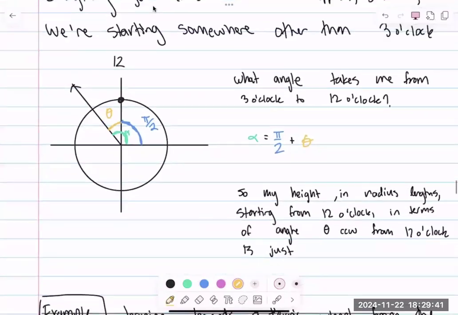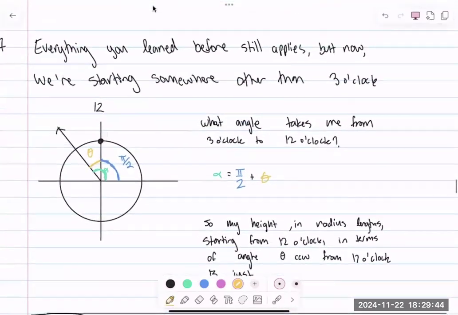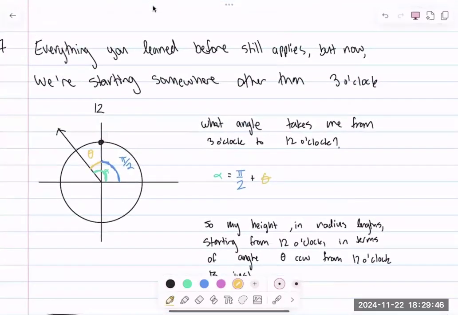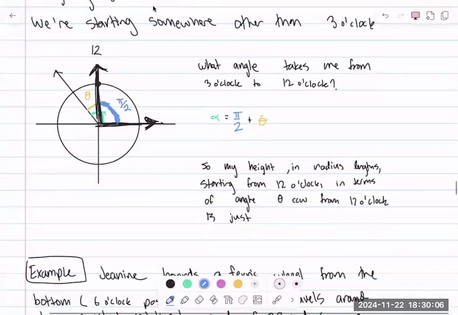Does that make sense? I hope that makes sense, and I hope that as you look at this diagram it makes a little bit of sense. But remember, for sine and cosine we always want to give angles starting from 3 o'clock and going counterclockwise. So if we start at 12 o'clock, I need to compensate by telling myself, okay, how do I get from 3 o'clock to that new starting position? That's what we're going to add to our angles.